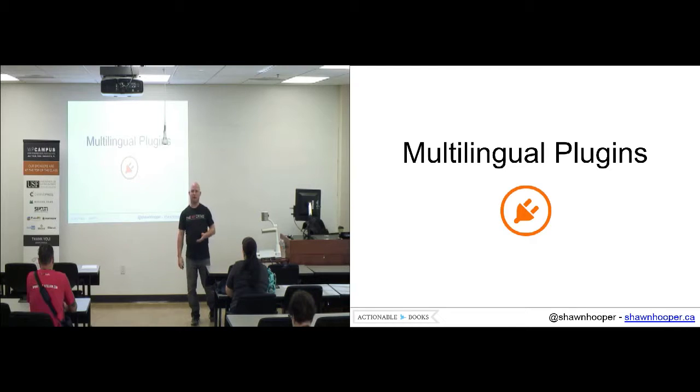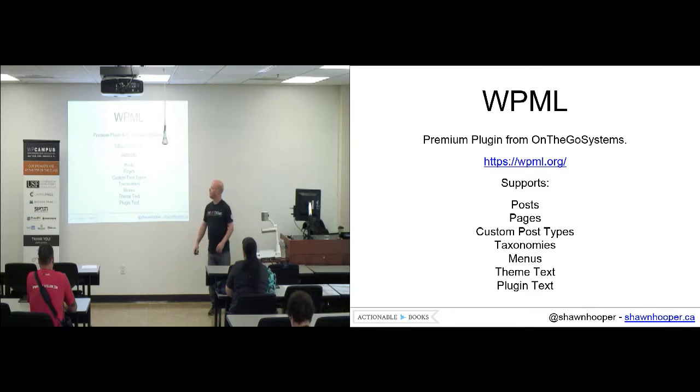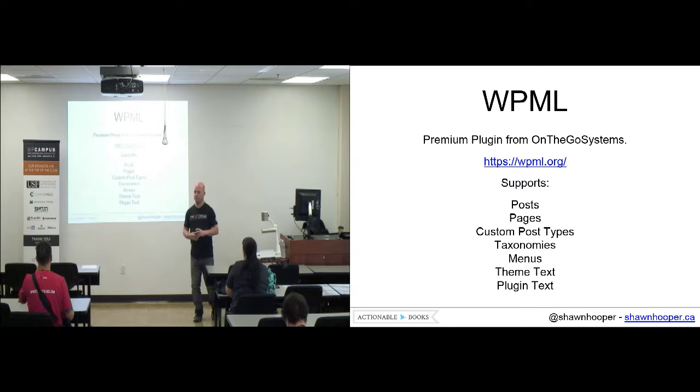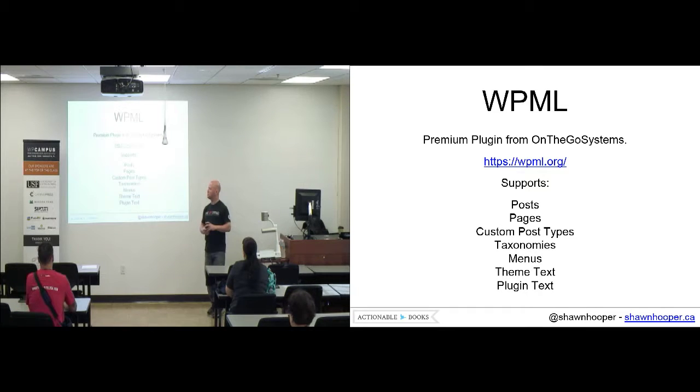First of all, there's a couple of plugins that will help you in creating multilingual websites, and we'll compare a couple of those. First one is WPML, WordPress Multilingual. It's a premium plugin from OnTheGoSystems, and it supports translating of posts, pages, custom post types, taxonomies, menus, the text that appears in your theme, and text generated by plugins. It can make sure that all of that is available in the different languages that you set up.